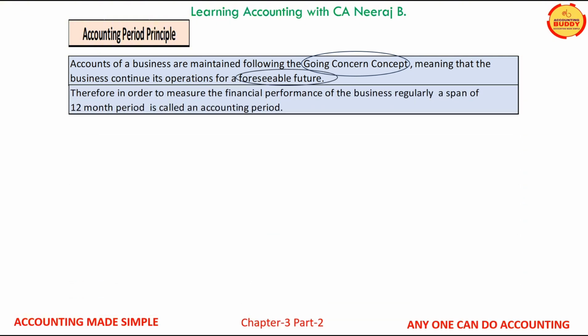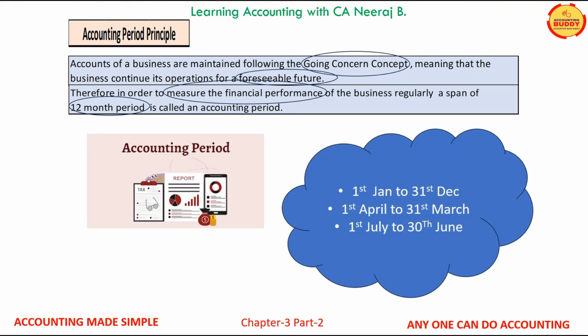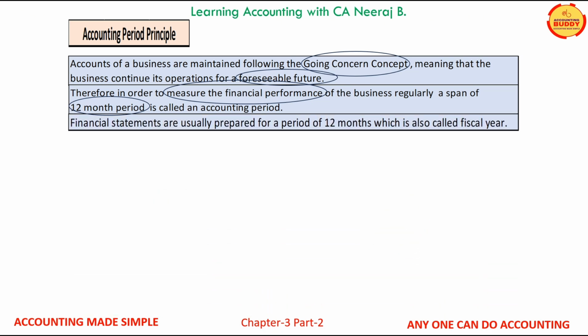In order to measure the financial performance of the business regularly, a span of a 12-month period is called an accounting period. Now, a period of 12 months could be January to December or April to March or even July to June. The period of 12 months for which financial statements are prepared is also referred to as the fiscal year.